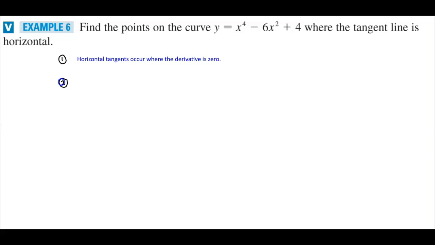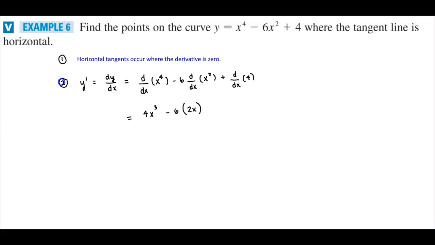So recall that the derivative of y is y prime, which could also be written as dy over dx. So let's find the derivative of each term of this function. We have the derivative with respect to x of x to the fourth, minus the constant 6 times the derivative with respect to x of x squared, plus the derivative with respect to x of the constant 4. So here the derivative of x to the fourth becomes 4x cubed, minus 6 times the derivative of x squared, which is 2x, and the derivative of the constant is 0. So then we end up with 4x cubed minus 12x, and that represents dy over dx.